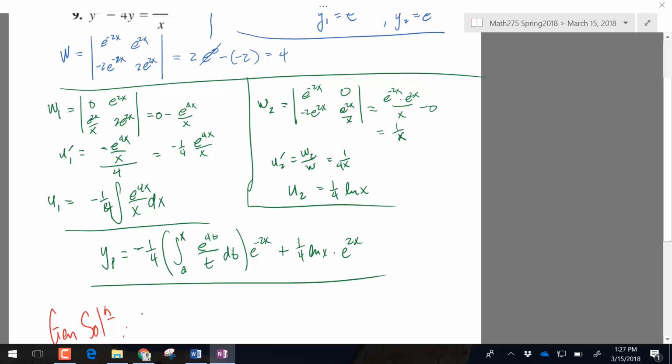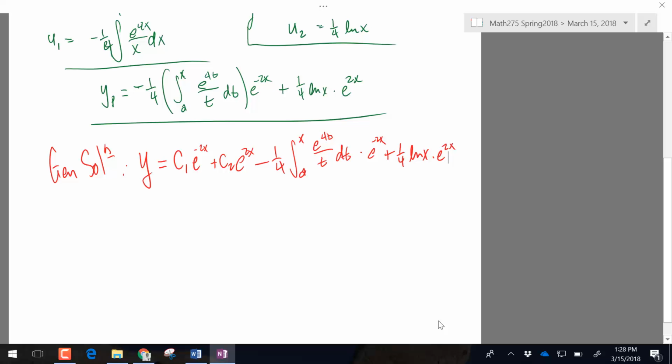So our general solution, y is equal to c1 e to the negative 2x plus c2 e to the positive 2x minus 1/4 times the integral from some value to x of e to the 4t over t dt, times e to the negative 2x. And the lower limit will be determined by the initial condition if we have an initial condition. And then we have a 1/4 ln x times e to the 2x.